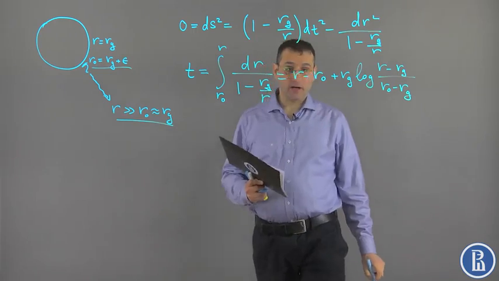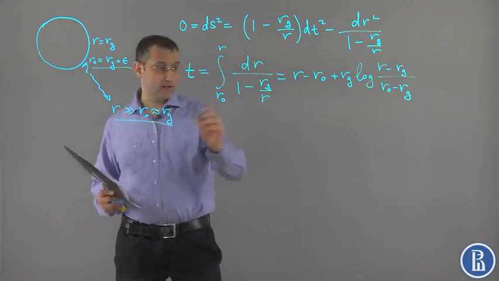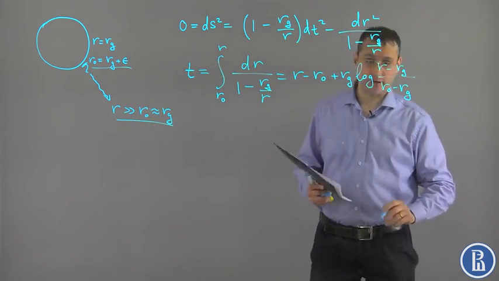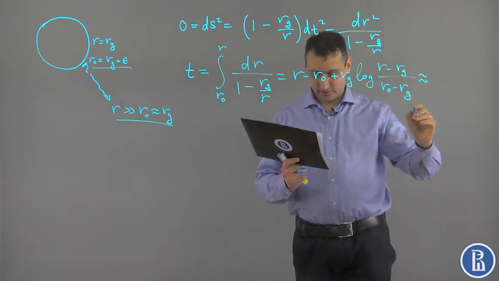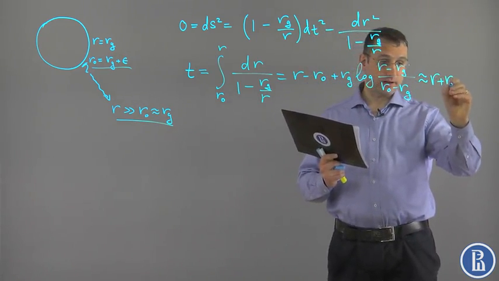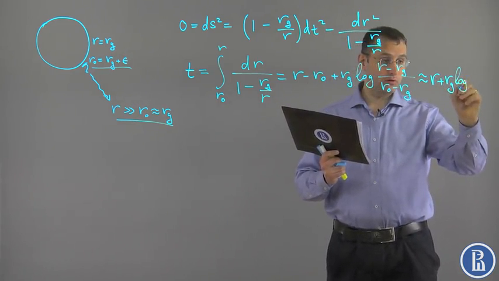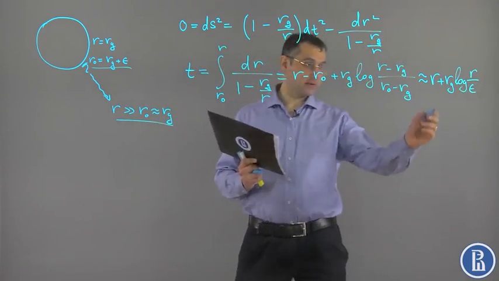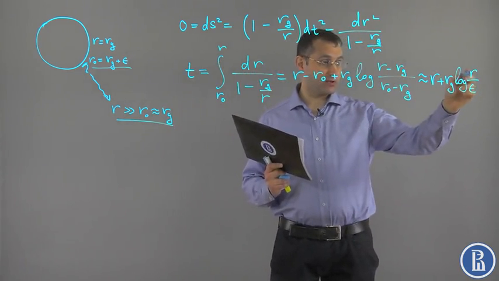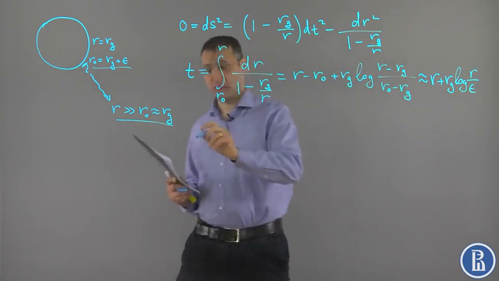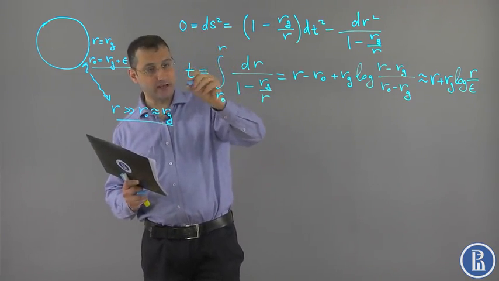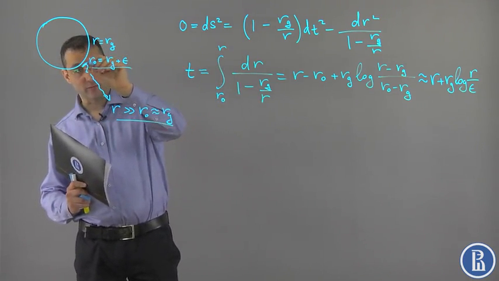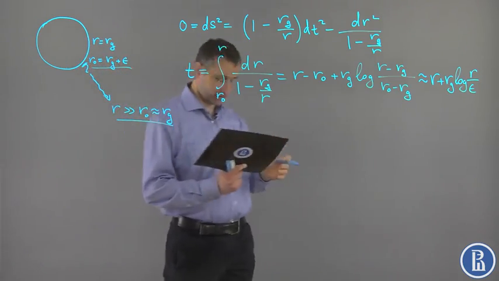And now we use the fact that r is much greater than r0, hence much greater than r_g. This is approximately equal to r plus r_g times log of r divided by epsilon. So this establishes a relation between the radius and how much time it takes for the wave packet to climb from radius r0 to a fixed radius r.